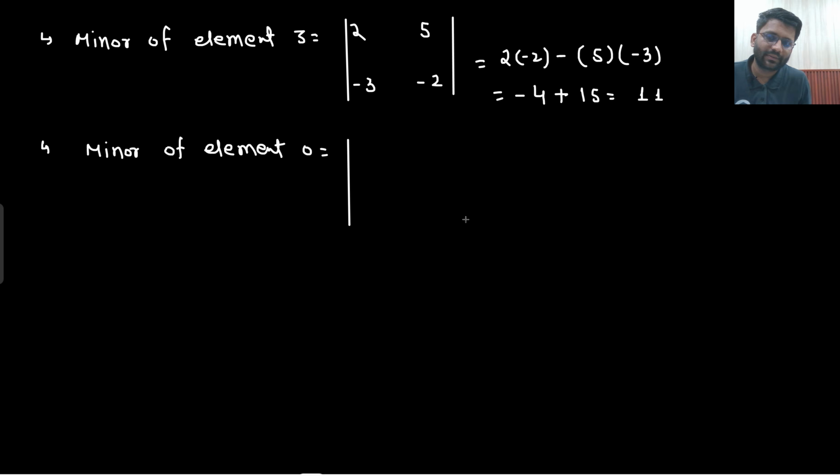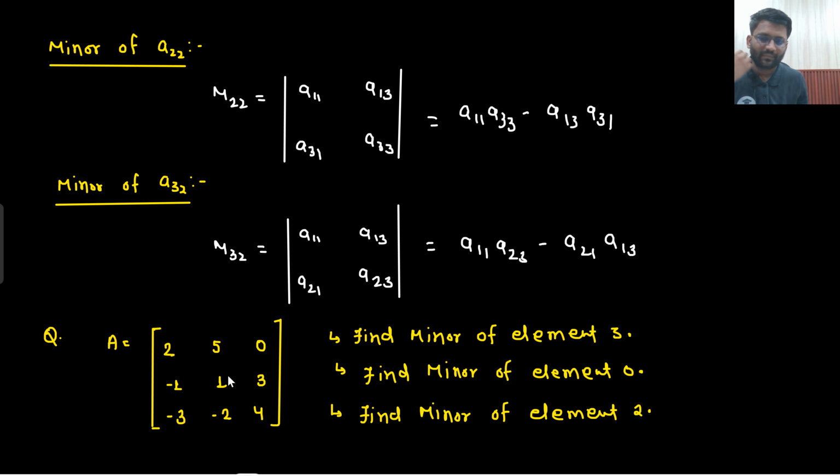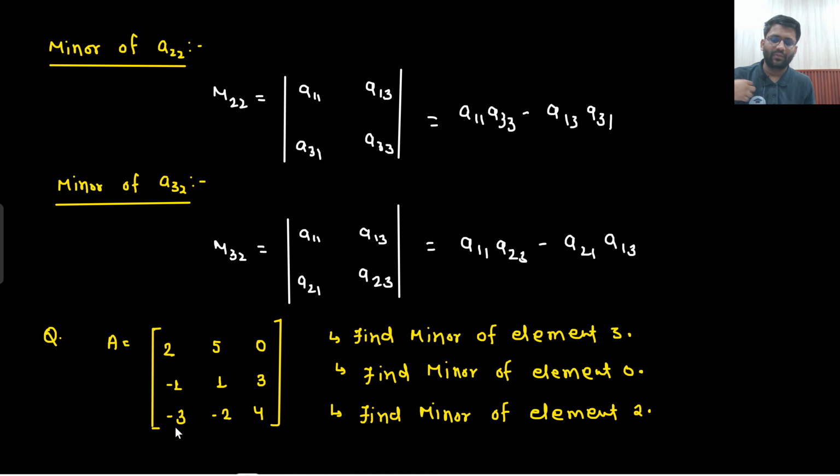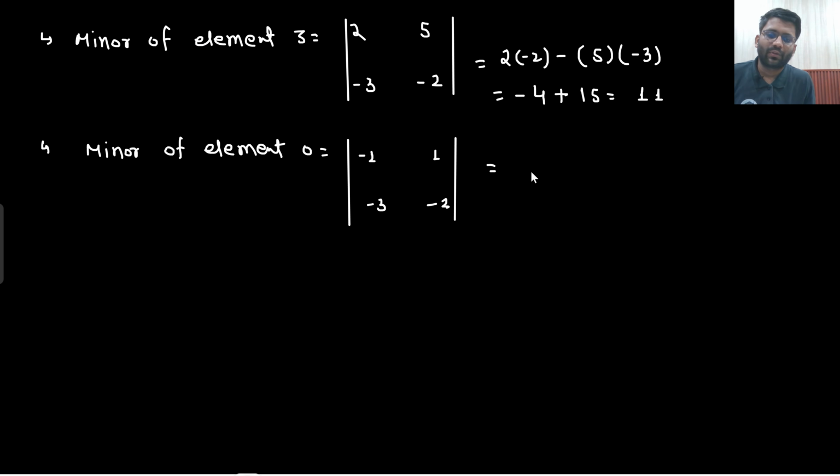Again it will be a matrix, right? So with respect to 0, block row and column. What will you be left with? Minus 1, 1, minus 3, minus 2. So what are you getting? Minus 1 into minus 2, then minus sign, 1 into minus 3. So what value will this be? 2 plus 3. That would be 5.